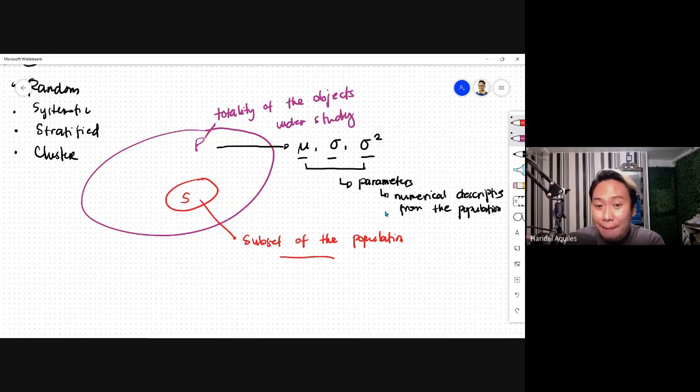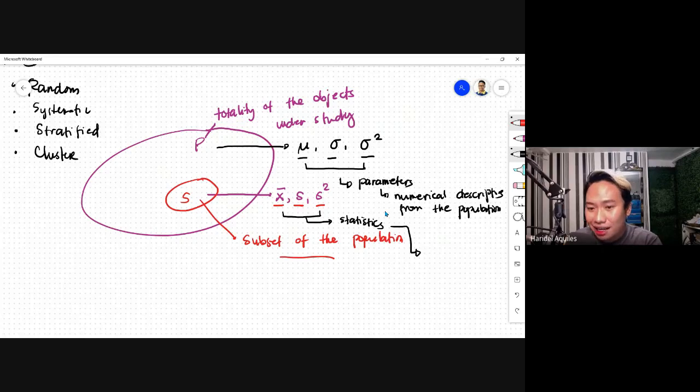If we take it from the sample, under the sample we have what we call the sample mean, sample standard deviation, or sample variance. Take note of the symbols, ha. This is the symbol of the sample mean, this is the symbol of the sample standard deviation, and this is the symbol of the sample variance. And all of these three are what we call statistics. Statistic without S means numerical descriptors from the sample.